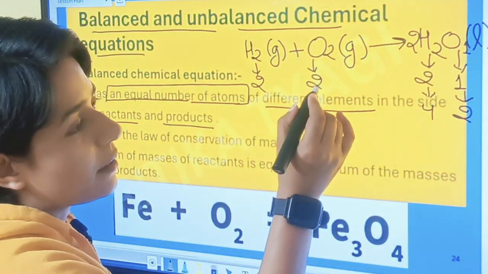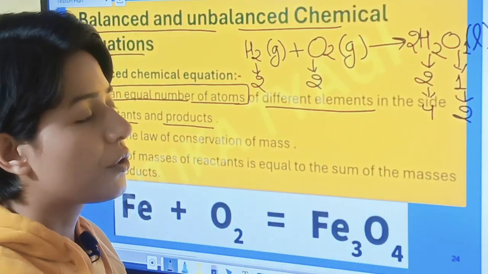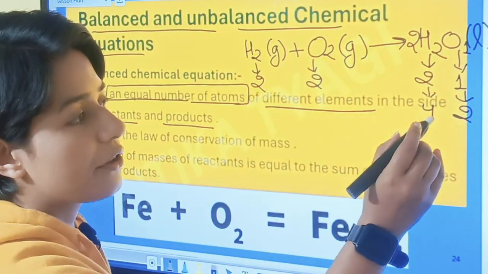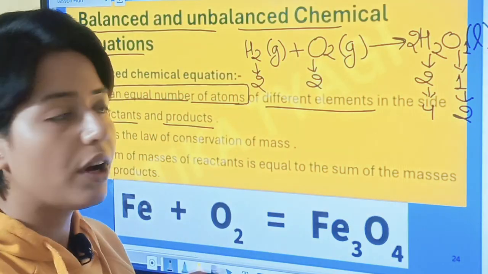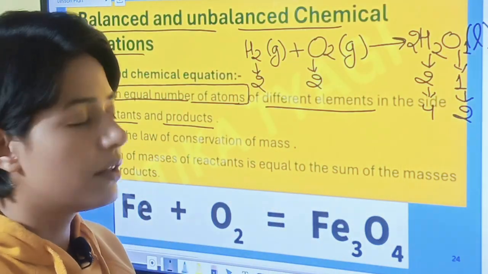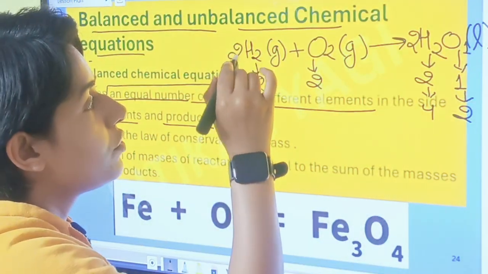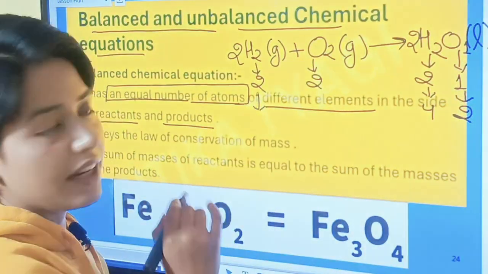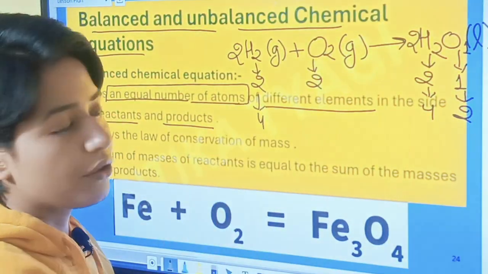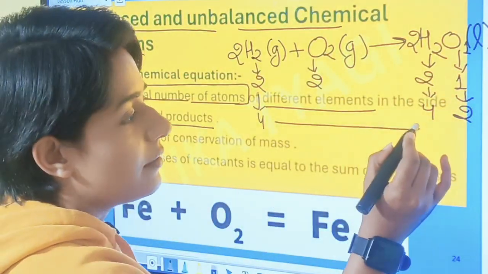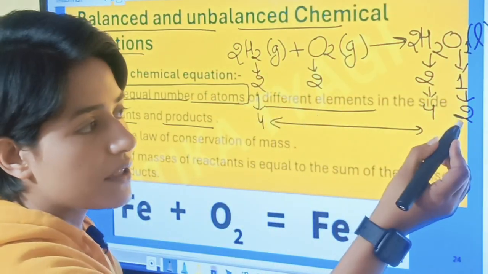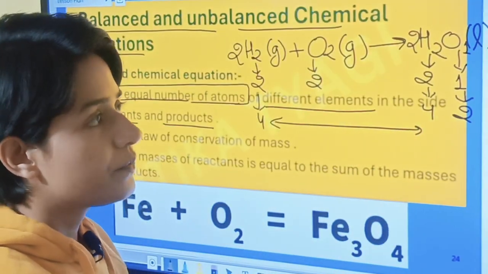Now oxygen atoms are 2, and oxygen atoms are also 2 on the product side. Hydrogen atoms on the reactant side are 2, but hydrogen atoms on the product side are 4. Now hydrogen is not balanced. So we have to write 2 in front of the hydrogen molecule on the reactant side. Then we get a total of 4 hydrogen atoms, which balances the product side. Oxygen atoms on the reactant side 2 and oxygen atoms on the product side also 2.